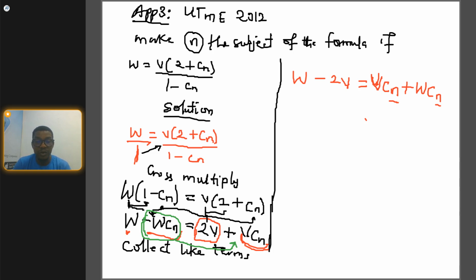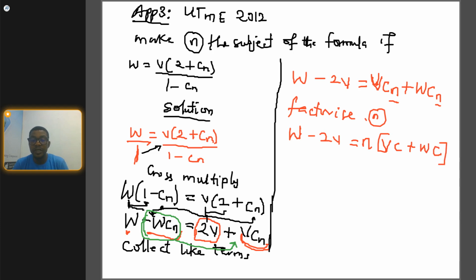So if I'm going to factorize n out, I'm going to have W minus 2v equals to, factorize means pull out n from the expression. N will be outside and the remaining things will be inside the bracket. We are going to have vc plus wc. Do you get this?